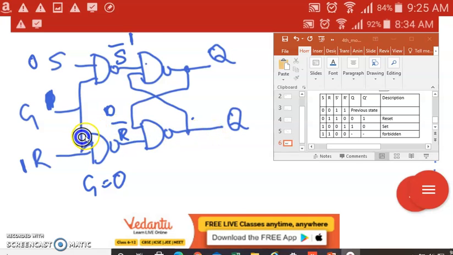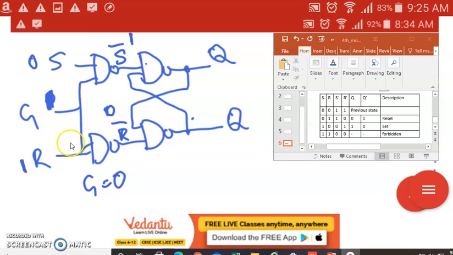Okay. This is how the gated SR latch works. This is the working of the gated SR latch, and this is the truth table. You need to write down the explanation part whenever you get this question in the exam.